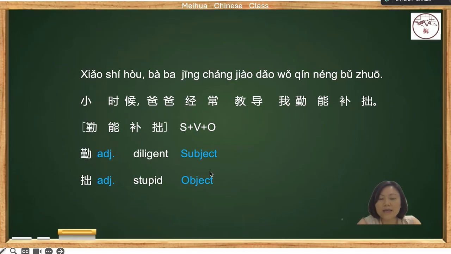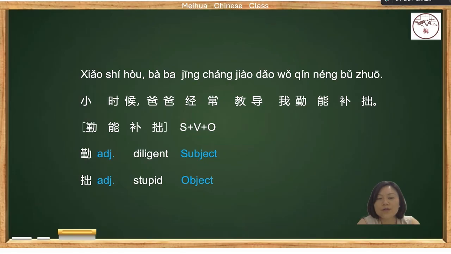But in English, definitely we don't say like this. Because in English, adjectives cannot function as the subject in a sentence. We don't say diligent makes up for stupid. Instead, we should say being diligent can make up for being stupid.